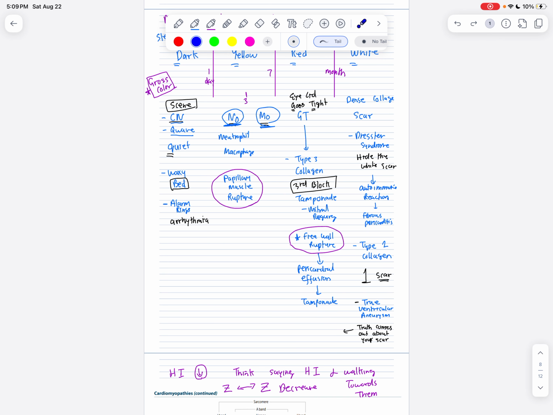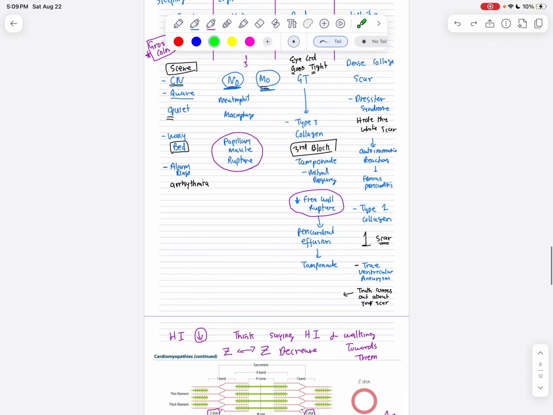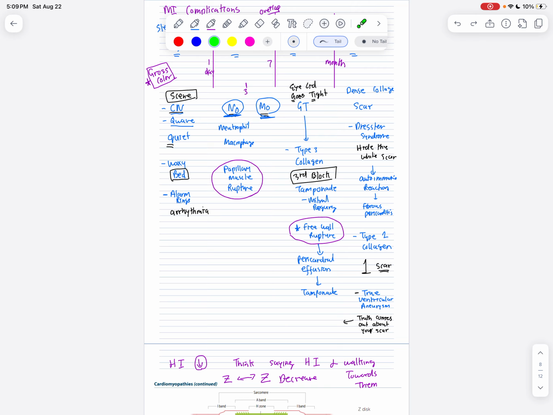And so two things happen, as I said. First is going to be Dressler syndrome, and second is going to be true ventricular aneurysm. So I just imagine true ventricular aneurysm as the truth comes out about the person's scar. The person can hide it inside the dress, but then the truth comes out, truth for true ventricular aneurysm.